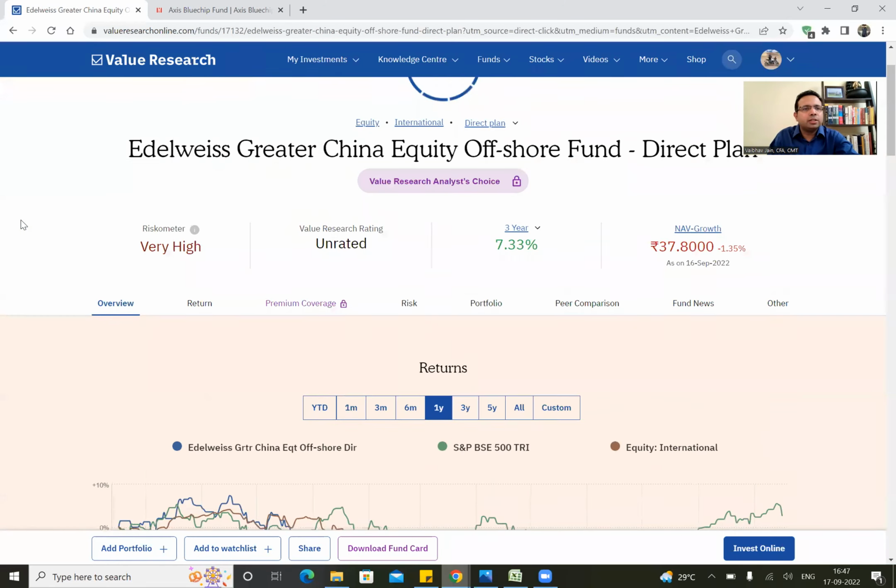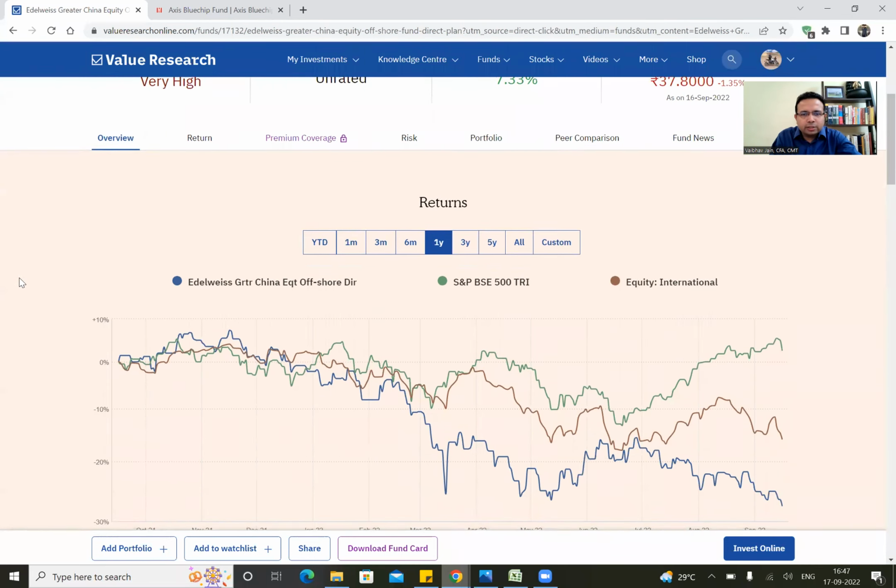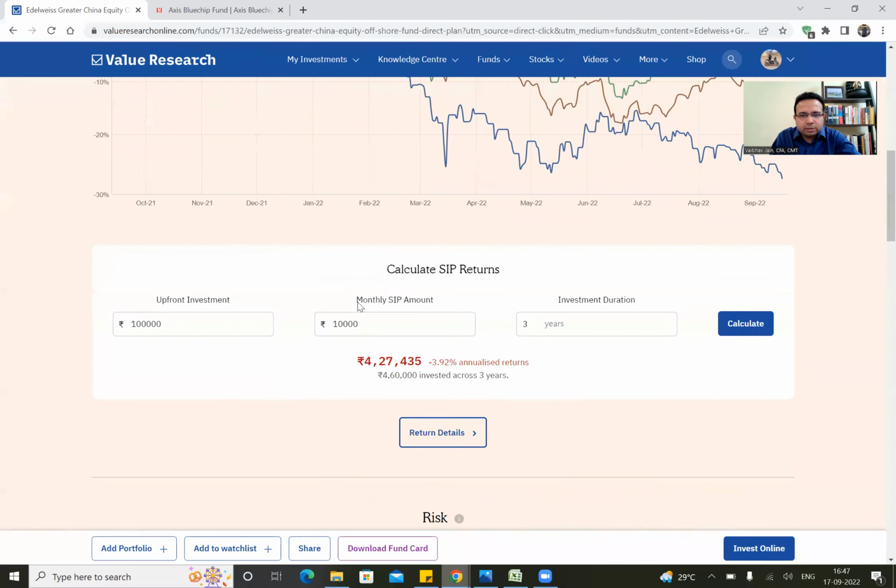But let's look at Value Research Online, which has improved their UX a lot, I think they changed it 3 or 4 months back. So I was just checking this Edelweiss Greater China Equity Offshore Fund. So look at this tab. Basically they tell you to calculate SIP returns.